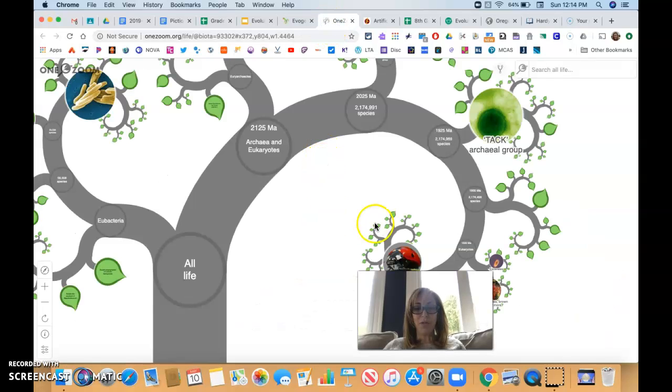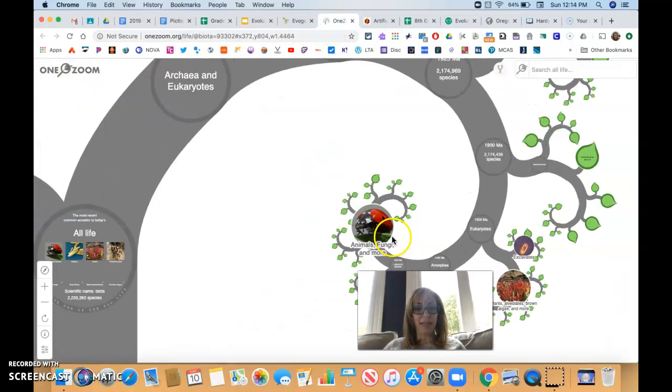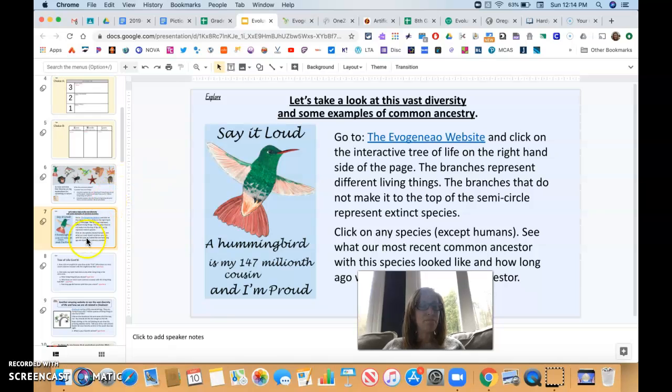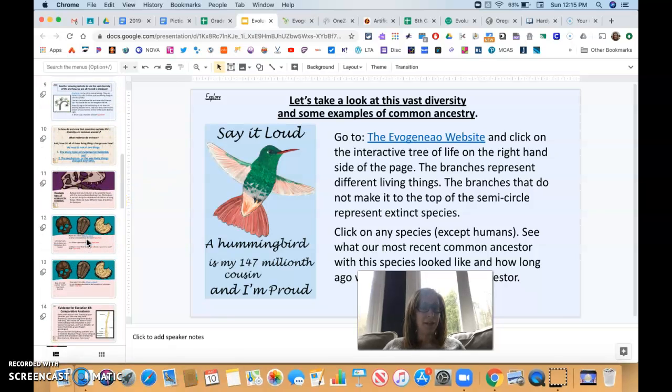There's also OneZoom, which allows you to actually look in a particular tree, and they have it set up almost like a tree, but it's literally the tree of all life. So they're trying to fit like 8 million species on this one thing. So those are some neat websites for you to take a look at.